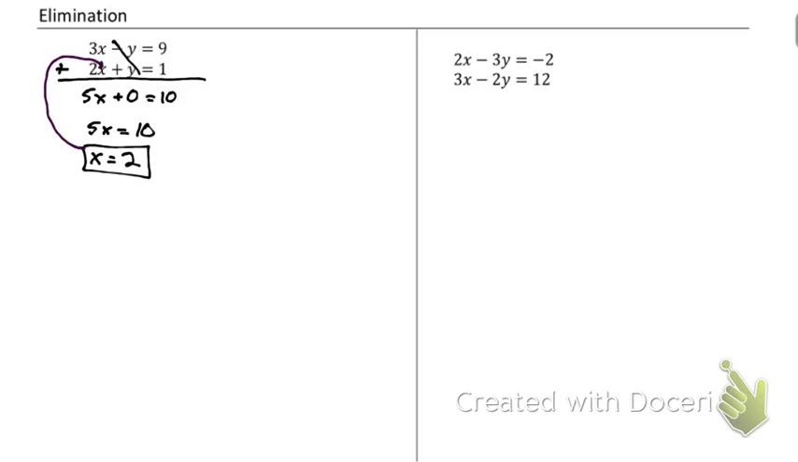And that is going to give me 2 times that new 2 in place of that x plus y equals 1. Well, that's 4 plus y equals 1. And we're just going to end up with y equals a negative 3.